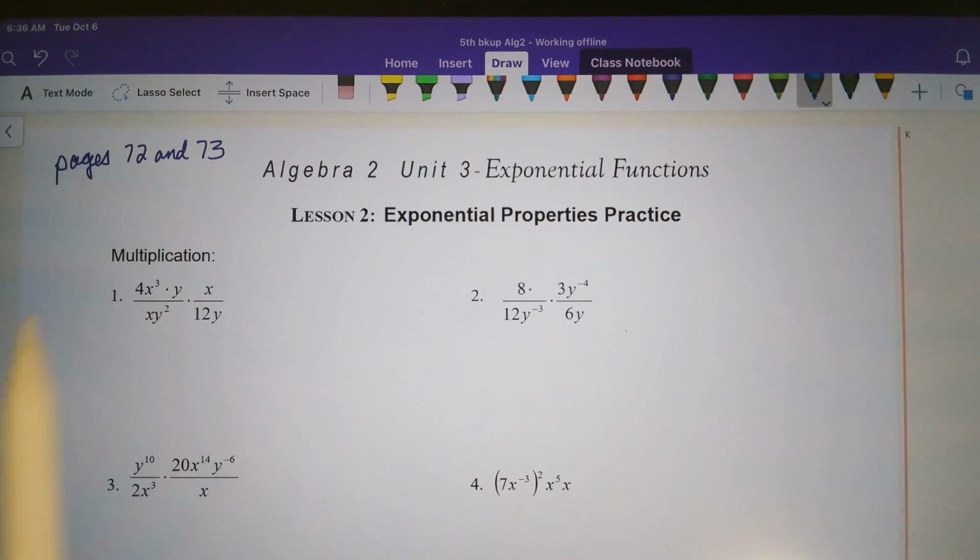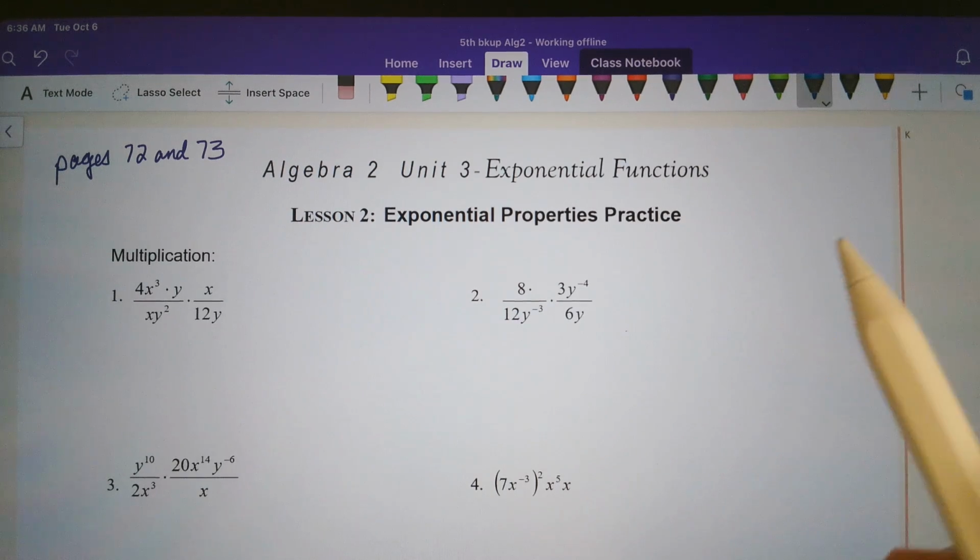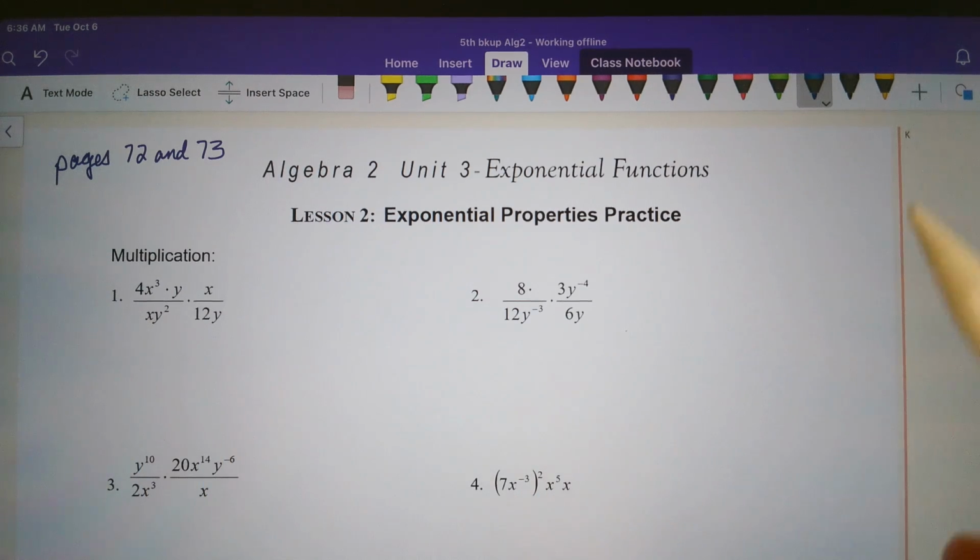Today we're on pages 72 and 73 of our textbook. We'll be putting our exponential properties to practice today. And the first four problems look like we have to multiply. Well, let's look at a simpler problem.